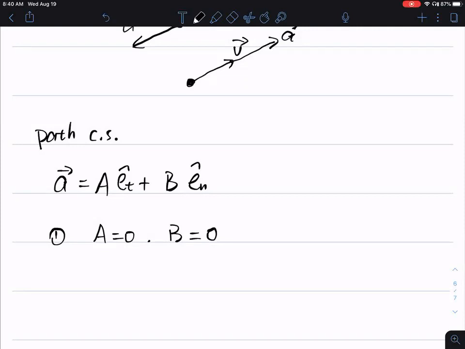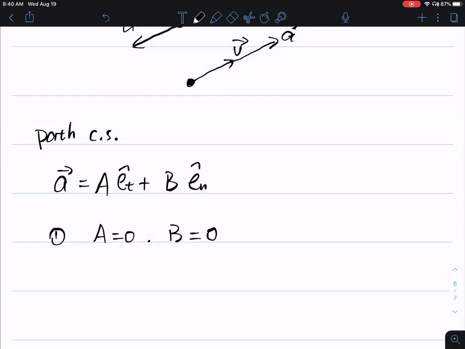The rate change of speed is 0, which means there's no change in speed. It's either this particle's at rest or it's moving at a constant speed. Here, b equals 0. What is the equation here for this component in the path coordinate system?